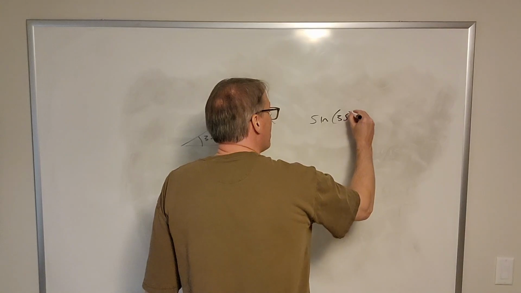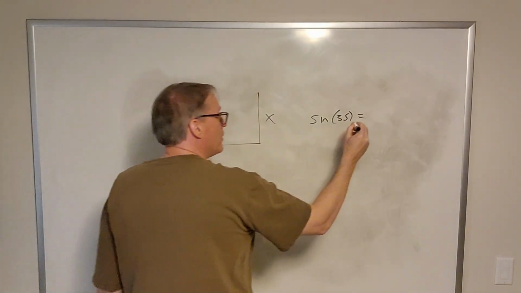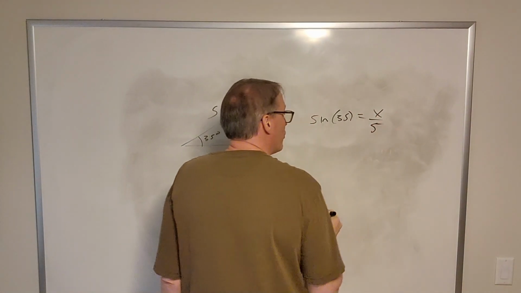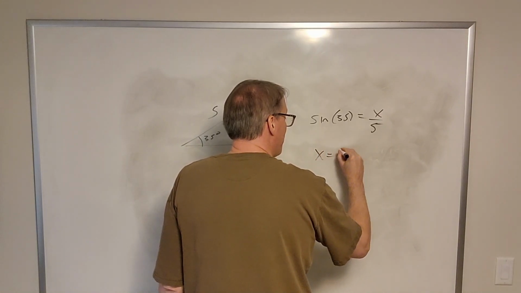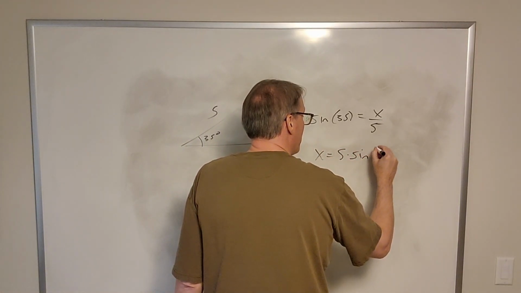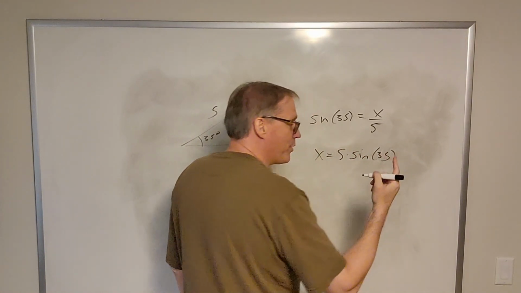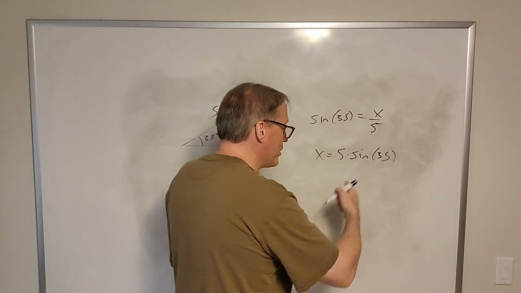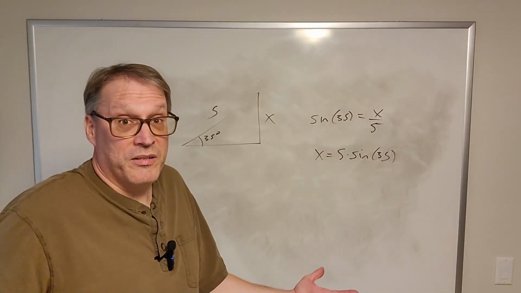Well, sine of 35 is going to be equal to this side over 5. So it's x over 5, which means x is going to be equal to 5 times sine of 35. I just multiply both sides by 5. That's all. So what is sine of 35 times 5? Plug it into your calculator.